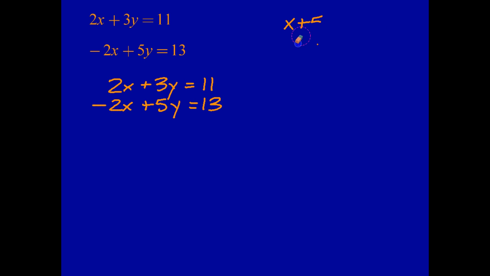So this one is actually already set up where 2x and negative 2x, when I combine them, will cancel each other out. So as I add these two equations together, these cancel out, and now I look at my y. We'll have positive 3y and positive 5y, and when I add those together, I'm going to get 8y. And then here I have 11 and 13, and when I add those together, I'm going to get 24.